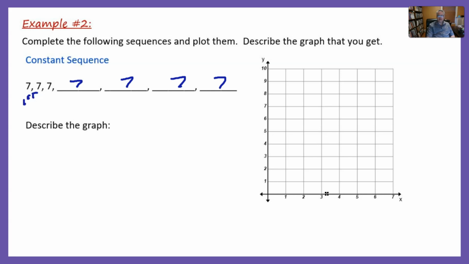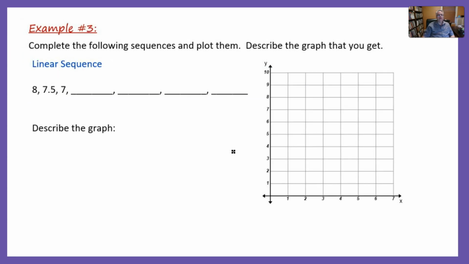So on the x-axis, we have the number of the term, and on the y-axis, we're going to plot the value of the term. So the first term is a 7, so when x equals 1, I'm going to put a dot at 7. The second term is 7, so we'll put a dot at (2, 7). The third term is 7. In fact, the fourth term is 7. The fifth term is 7. The sixth term is 7, etc. This is how we can recognize a constant pattern. When we graph it, it's a horizontal line.